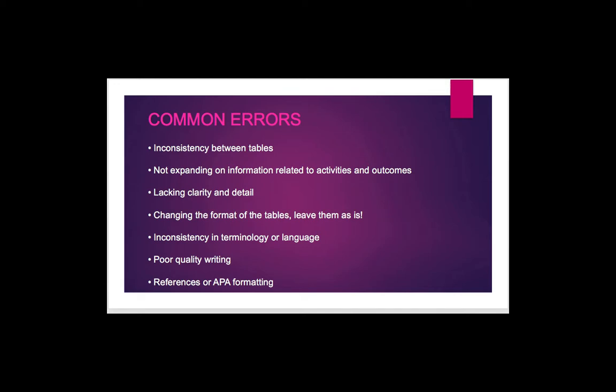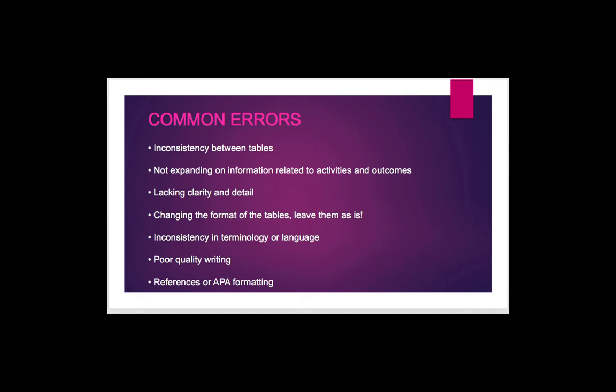First and foremost, the inconsistency between Tables 1, 2, and 3. Each stakeholder listed in Table 1 should be in Tables 2 and 3. Also not expanding on information related to activities and outcomes, or lacking clarity and detail when identifying why this program matters to specific stakeholders. Make sure that when working with these templates, you leave the format as is. Don't even think about changing them, just leave them as is.